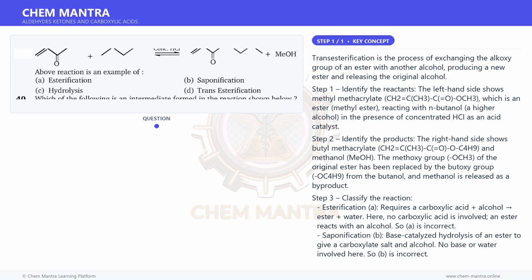Transesterification is the process of exchanging the alkoxy group of an ester with another alcohol, producing a new ester and releasing the original alcohol.